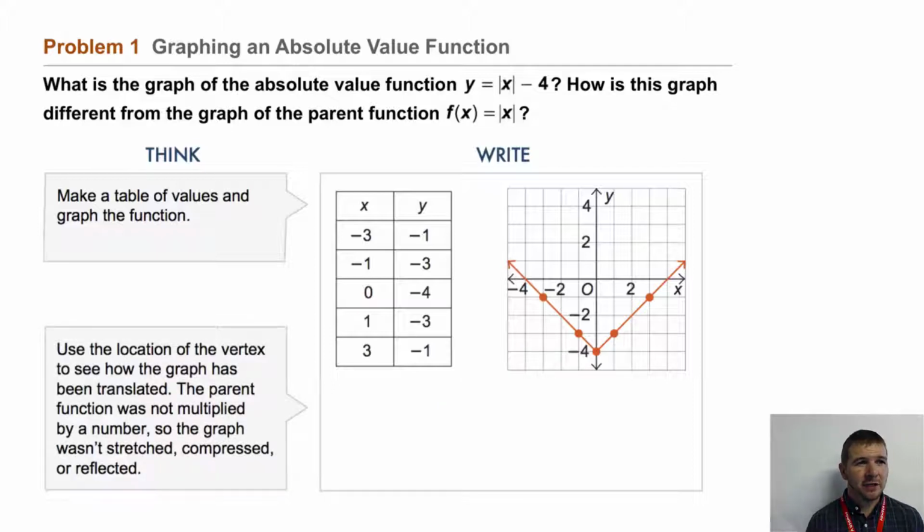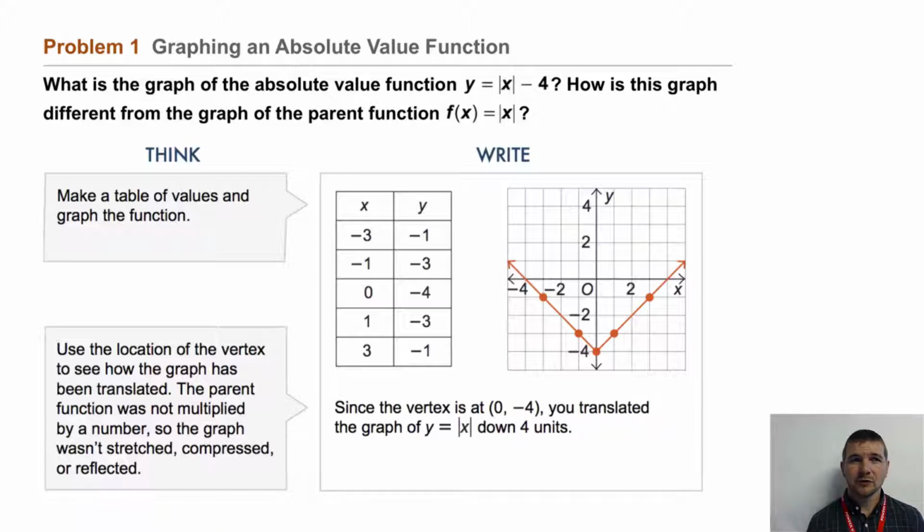Next think, use the location of the vertex to see how the graph has been translated. The parent function was not multiplied by a number, so the graph wasn't stretched, compressed, or reflected. And we can write our statement. Since the vertex is at 0, -4, you translated the graph of y equals the absolute value of x down 4 units.